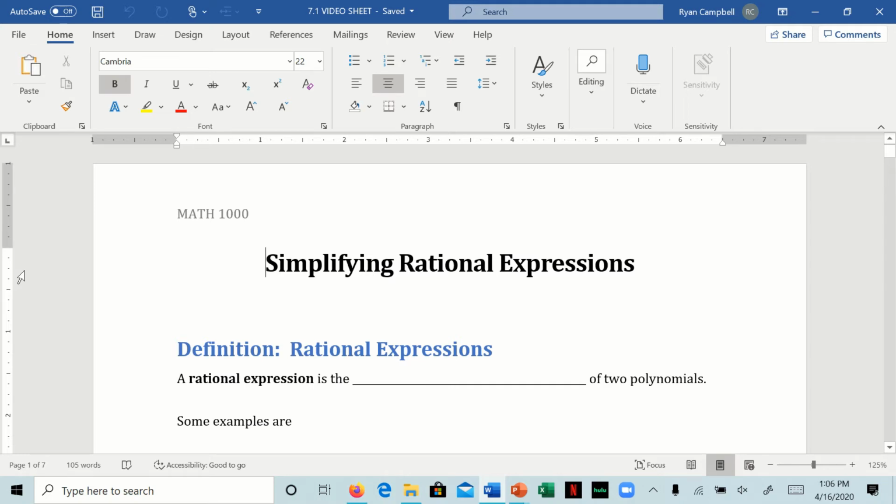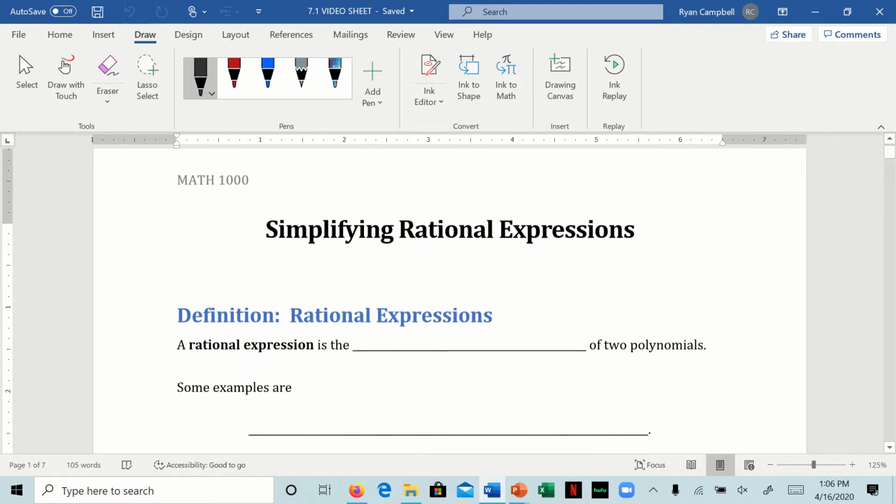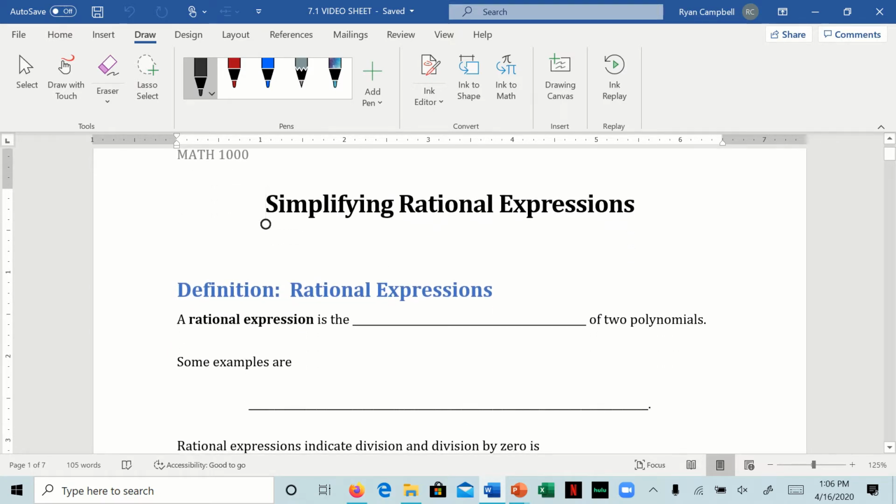All right, so now we got simplifying rational expressions. If you might remember, a rational expression or rational number is a fraction. So this is going to be dealing with fractions, essentially, of polynomials. A rational expression is a quotient, right? Quotient is just a fancy word for division. So it's the quotient of two polynomials.